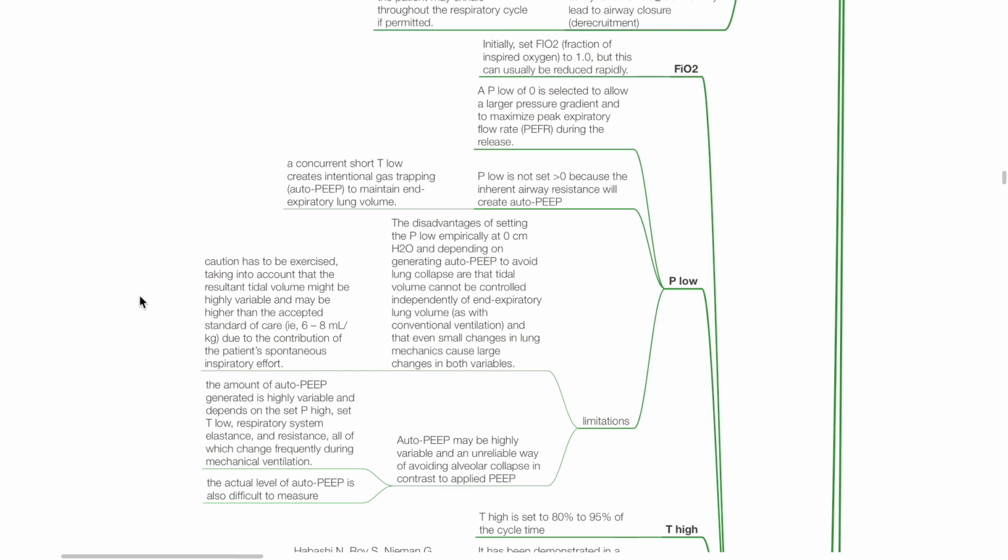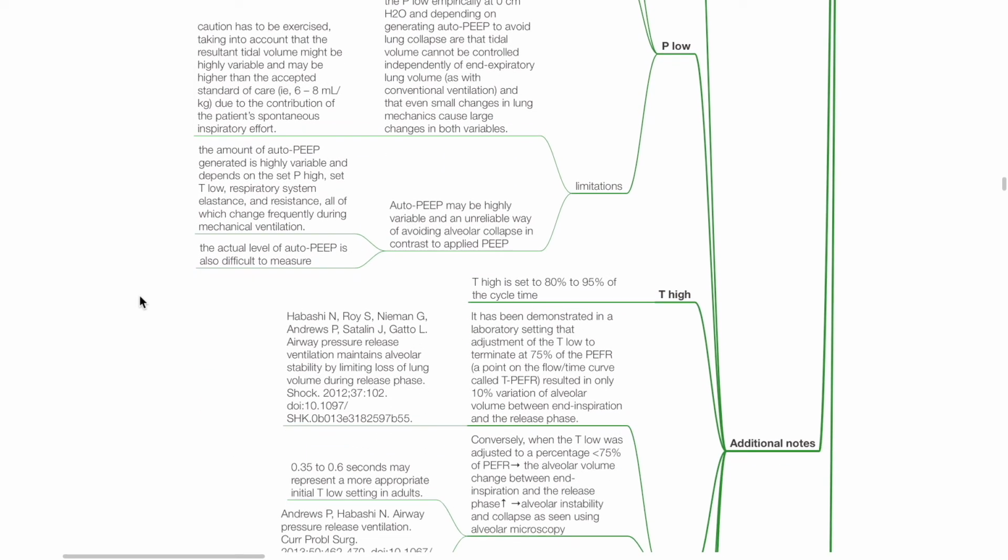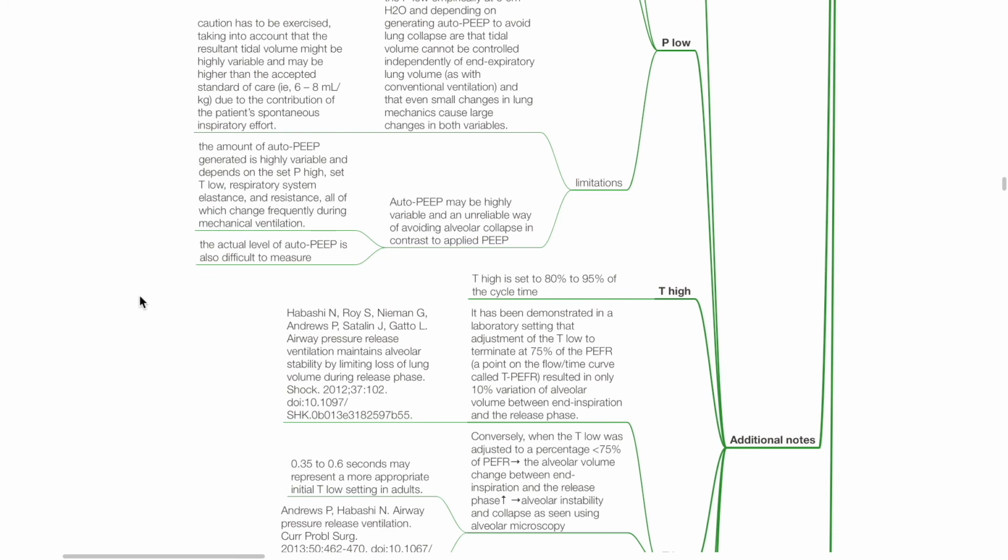inspiratory effort. Auto-PEEP may be highly variable and be an unreliable way of avoiding alveolar collapse, in contrast to applied PEEP. The amount of auto-PEEP generated is highly variable and depends on the set P-high, set T-low, respiratory system elastance, and resistance, all of which change frequently during mechanical ventilation. The actual level of auto-PEEP is also difficult to measure. Regarding T-high, T-high is set to 80 to 95% of the cycle time.